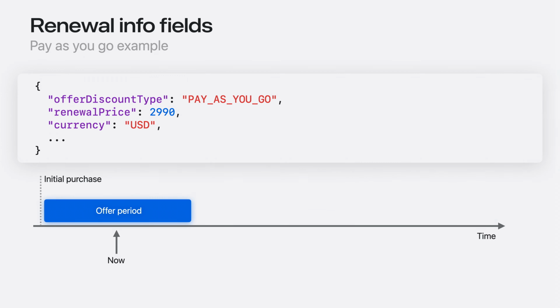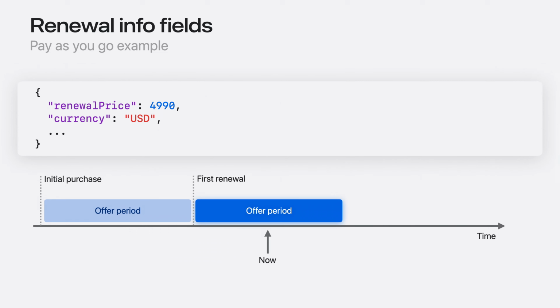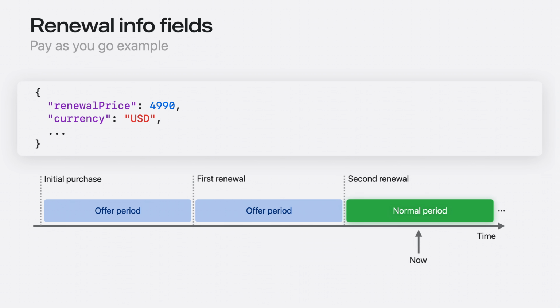Now, I'll cover a pay-as-you-go example. During the initial promotional period, the renewal info reflects the purchase that will be made at the first renewal. The offer discount type field indicates the next purchase will still be part of the pay-as-you-go offer. The renewal price is $2.99 USD, which includes the offer discount. After the first renewal, the renewal info contains information about the second renewal. The renewal price indicates the subscription will return to the normal price of $4.99 USD. The renewal info is unchanged following the second renewal.